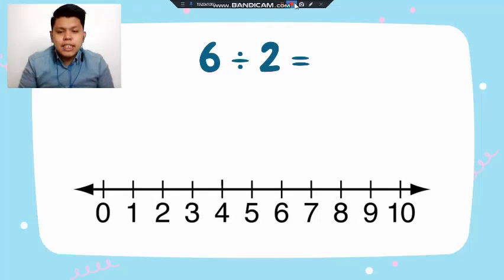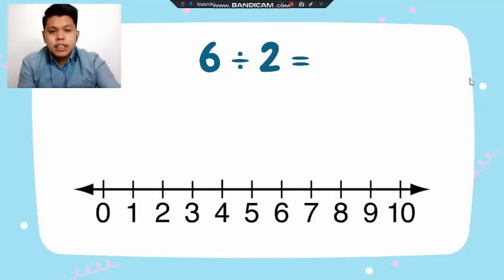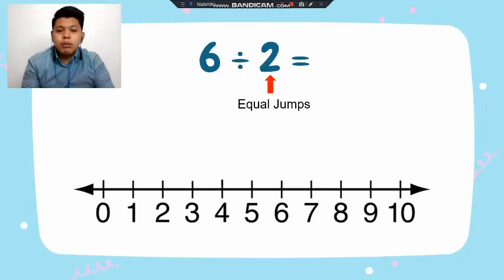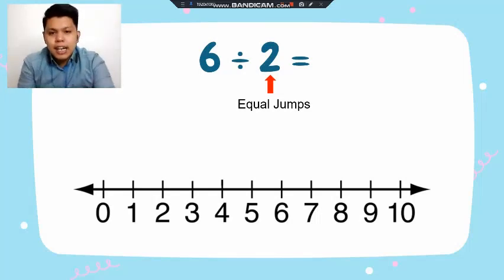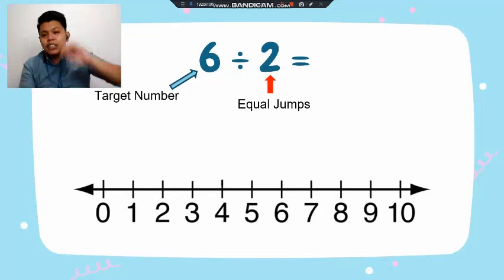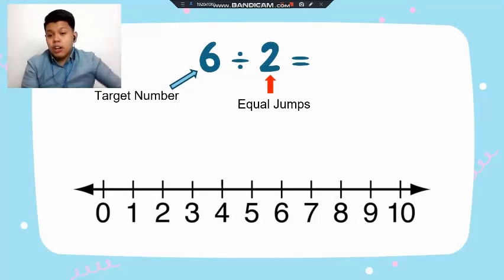Now, how do we see the 6 divided by 2 in a number line? So let me just tell you that 2, remember, or the divisor, will be our equal jumps. Okay? So that is our equal jumps. Now, the 6 or our dividend is our target number or the last number that we will jump on. Okay? So let's try to see this.